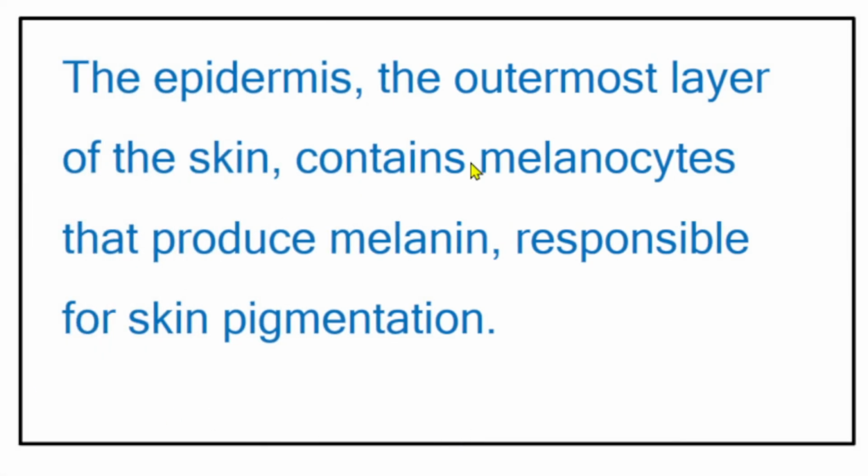The epidermis is the outermost layer of the skin and contains melanocytes that produce melanin, which is responsible for skin pigmentation. So the epidermis is the outermost or superficial layer that contains melanocytes. These melanocytes produce melanin. If melanin production is more, the person's skin will be dark. If melanin production is less, the person's skin will be white.